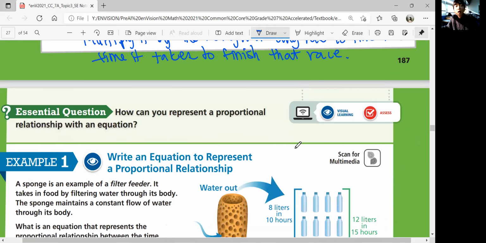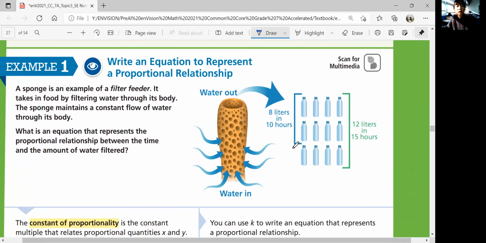So let's think about how we can represent a proportional relationship with an equation. Example 1, writing an equation to represent a proportional relationship. A sponge is an example of a filter feeder. It takes in food by filtering water through its body. The sponge maintains a constant flow of water through its body. What's an equation that represents a proportional relationship between the time and the amount of water filtered?